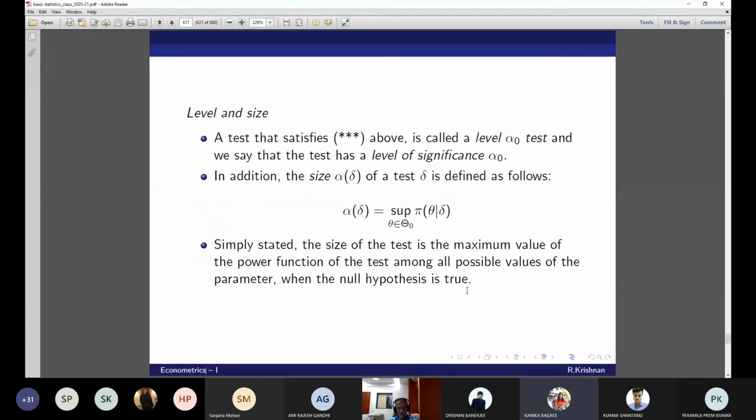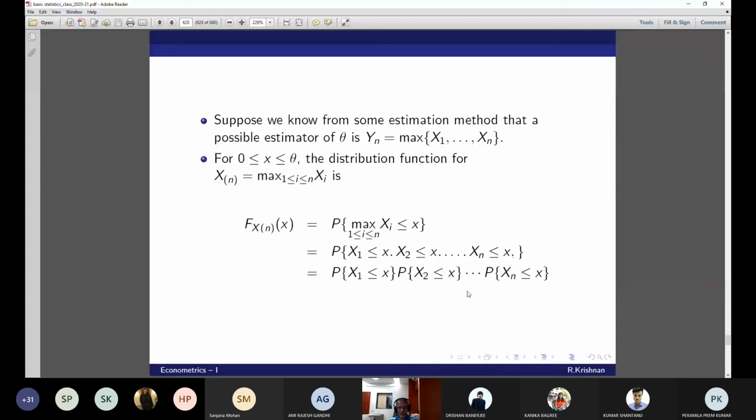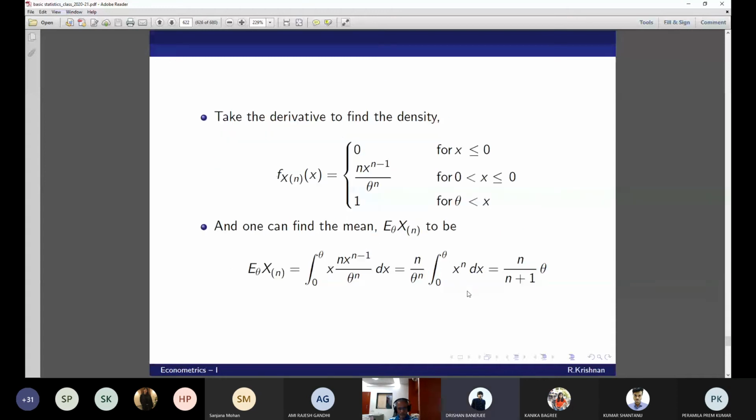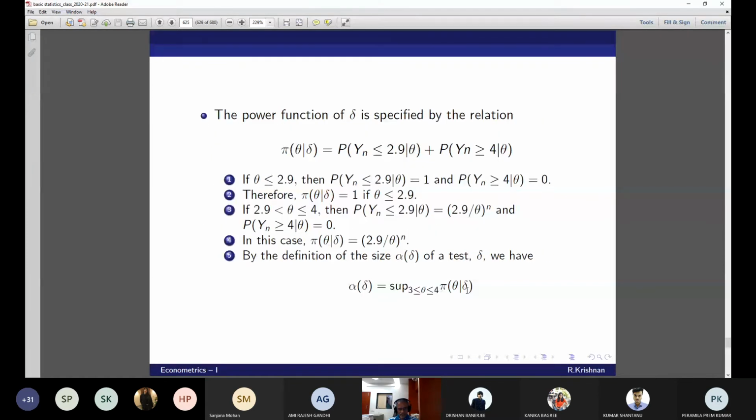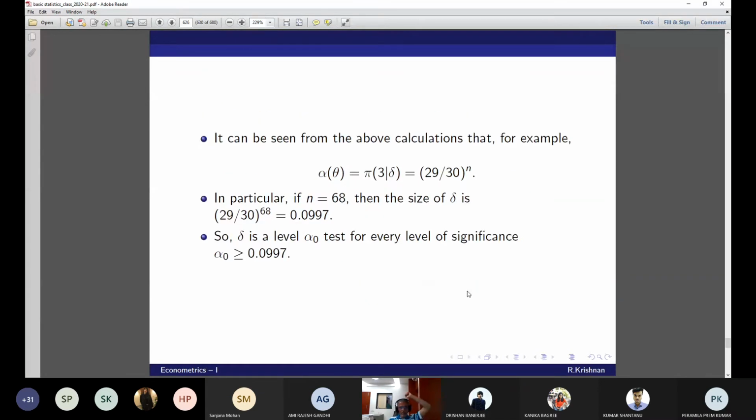Now this is the supremum. Now we'll see for this example what happens. Sir, is that also the p-value? I'm coming there. Now by the definition of the size of the test, we have to calculate this alpha delta supremum for theta between 3 and 4, because it is under the null. And this is a test procedure. What happens? It can be seen from the above calculations that alpha theta equal to pi 3 by delta is equal to 29 by 30 power n.